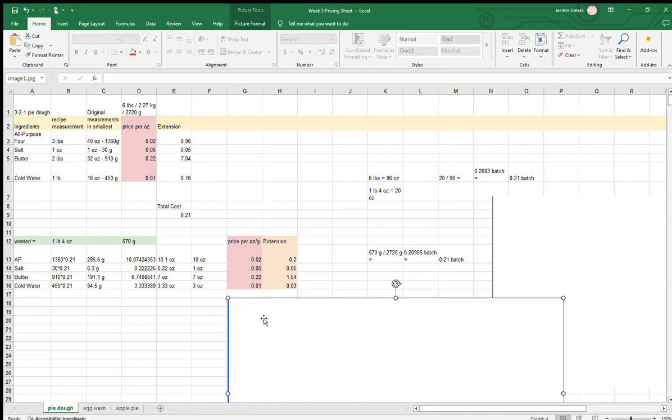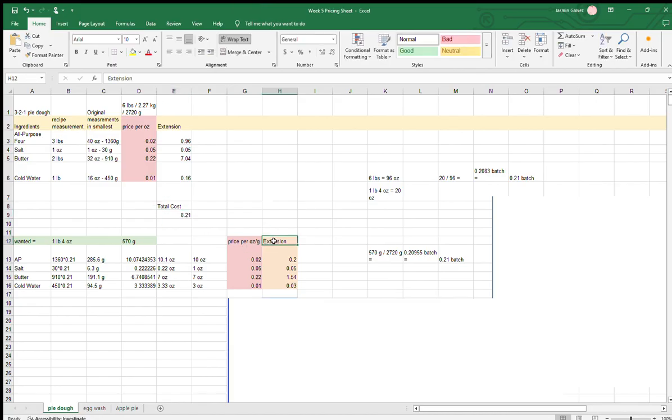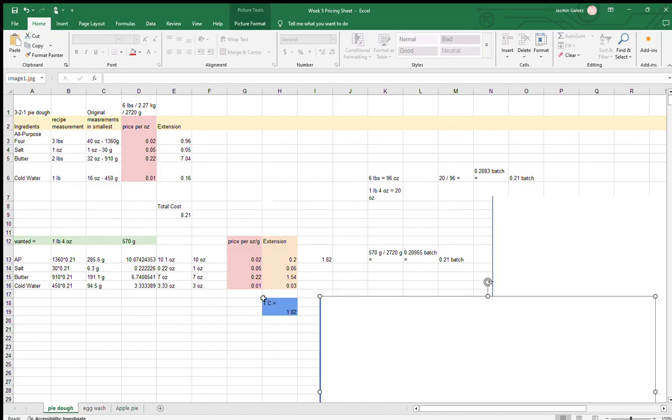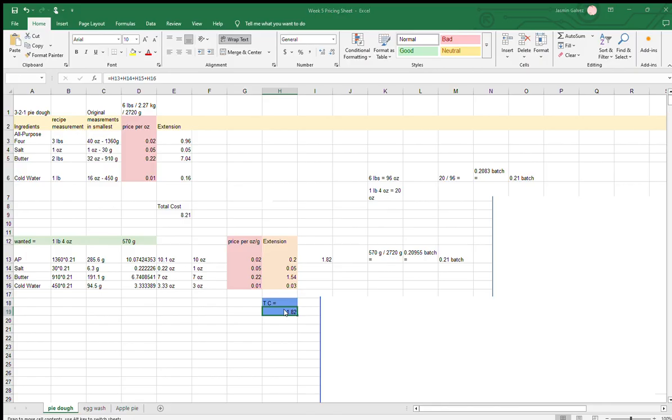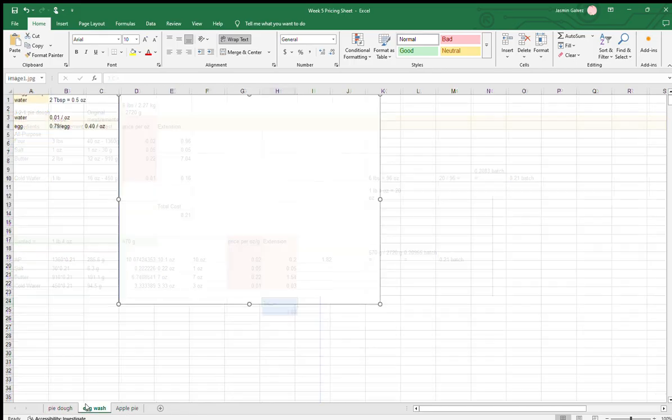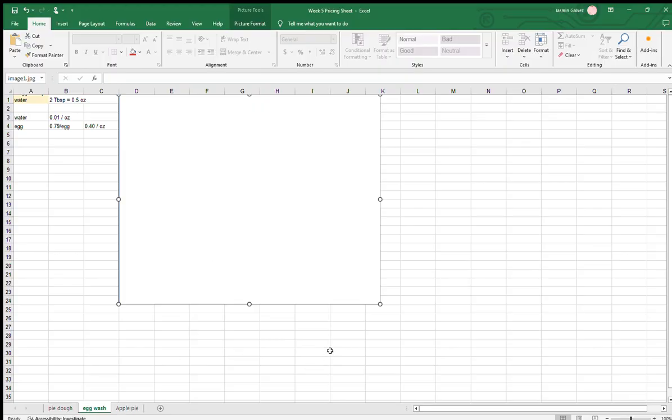And again, in order to get the total cost of the new wanted amount of dough, you add all of these together. It gives you $1.82, and we have $1.82 for the total cost. $1.82 is what you need to remember, so place that aside somewhere that you know you can use later for the apple pie recipe. Moving on to the egg wash.